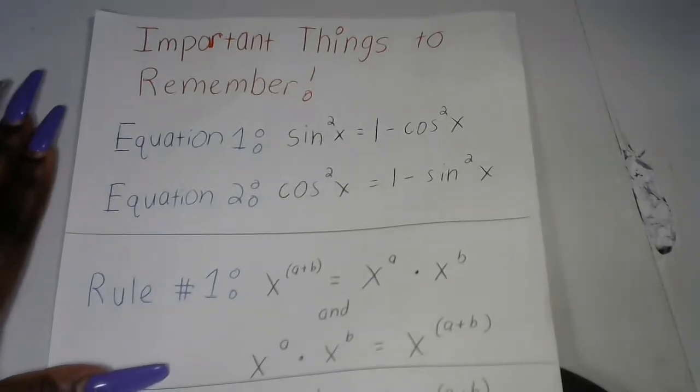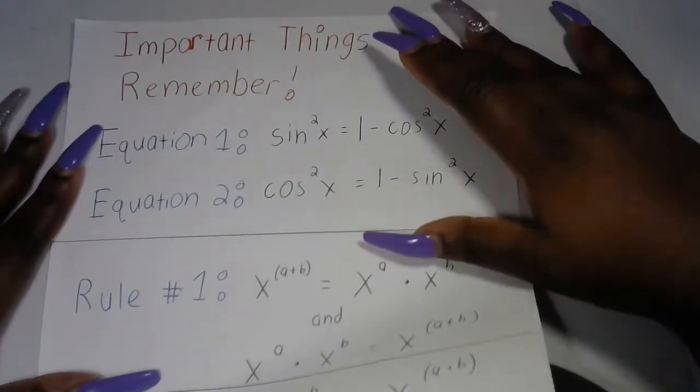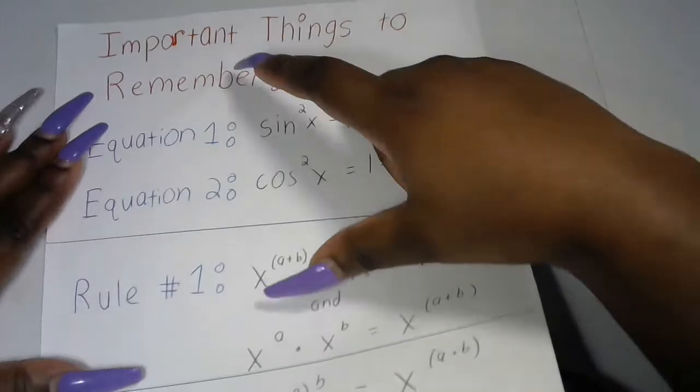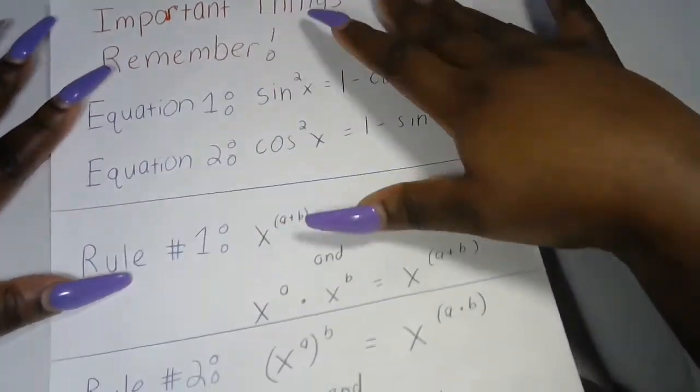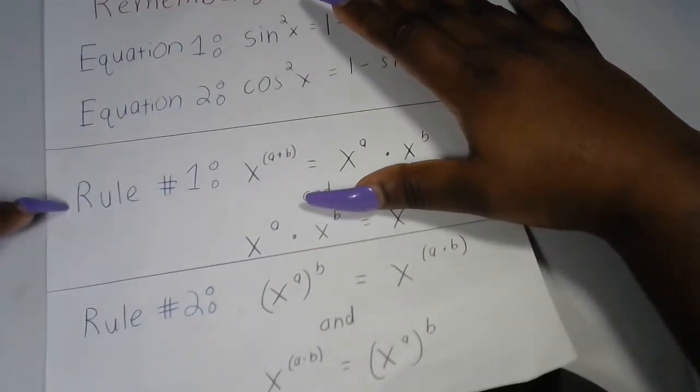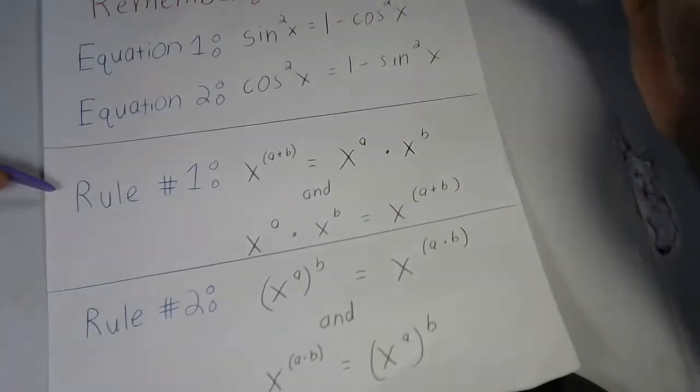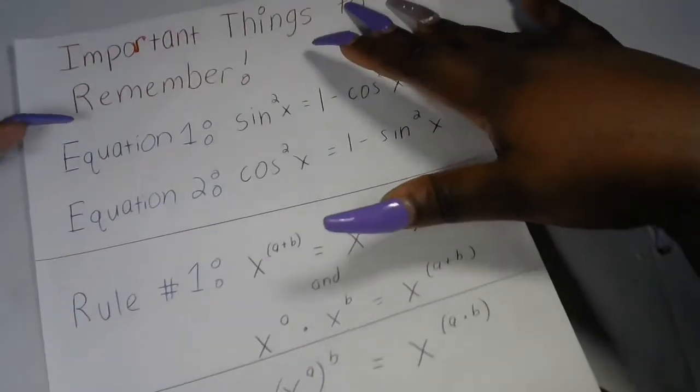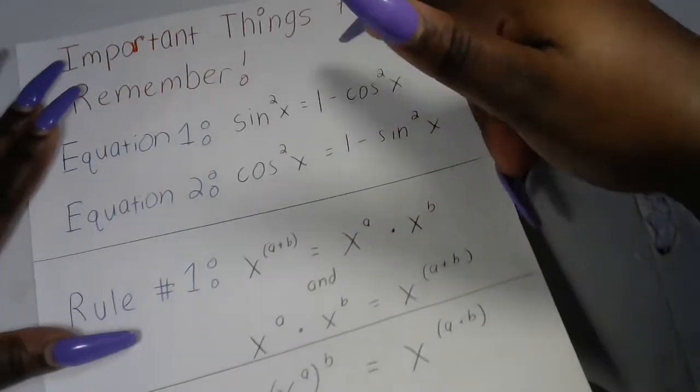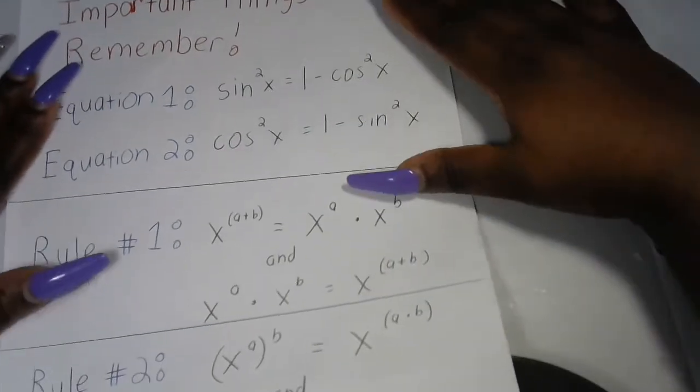Here are some important things to remember for this video. I'm going to be bringing up equation 1 and equation 2, and rule 1 and rule 2. I'm going to be referring to them as rule number 1, rule number 2, equation number 1, equation number 2. So you guys might want to write this stuff down.